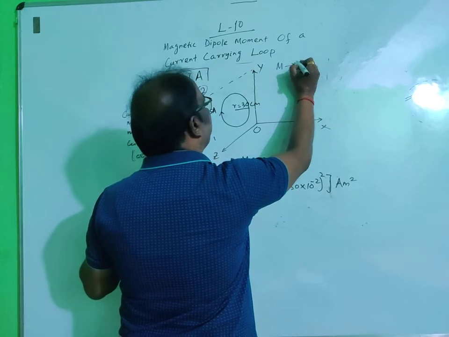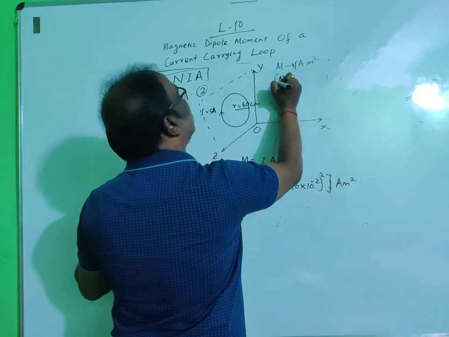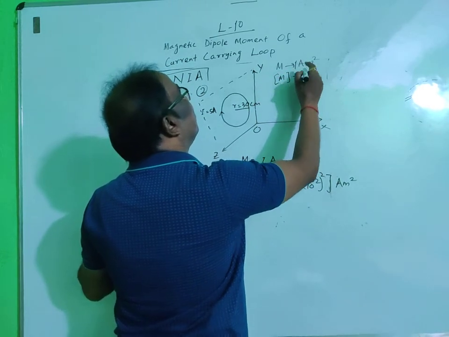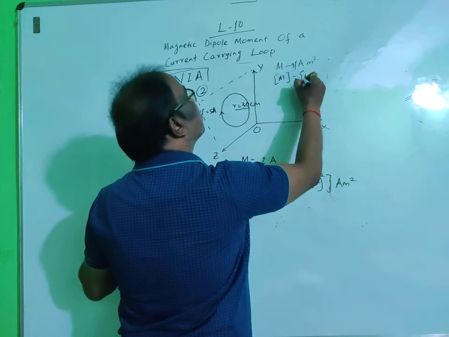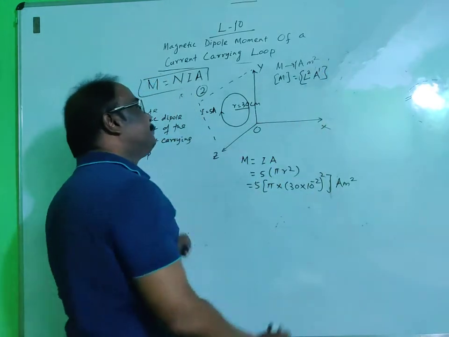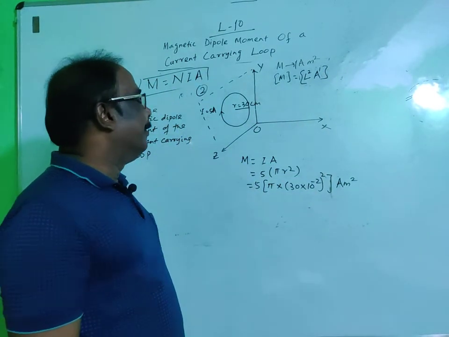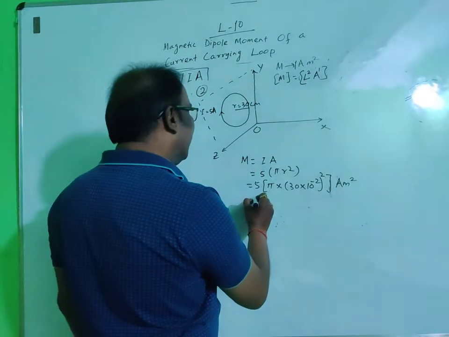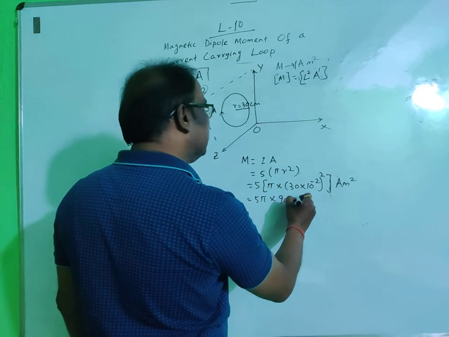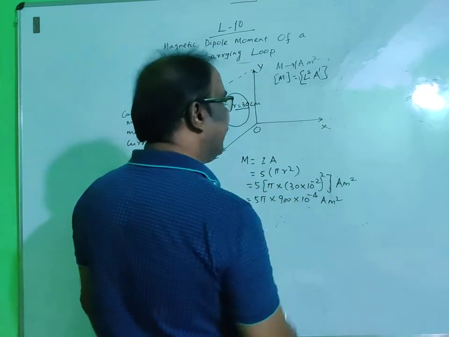Current is ampere, area is meter square, and the dimensional formula of magnetic dipole moment: meter square means length to the power 2, ampere means current, A to the power 1. Unit and dimension you can estimate very easily, current into area. Okay. Then what are we getting? 5 pi into square of 30, which is 900, into 10 to the power minus 4 ampere meter square.